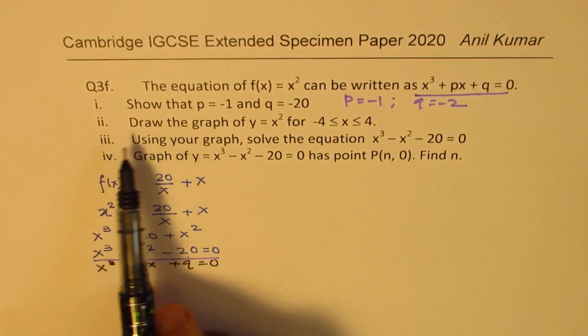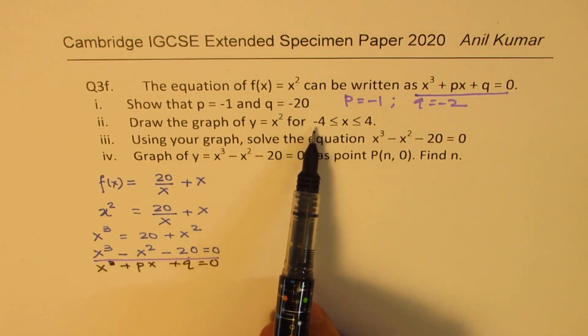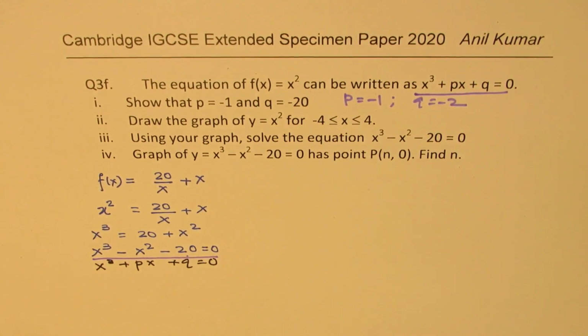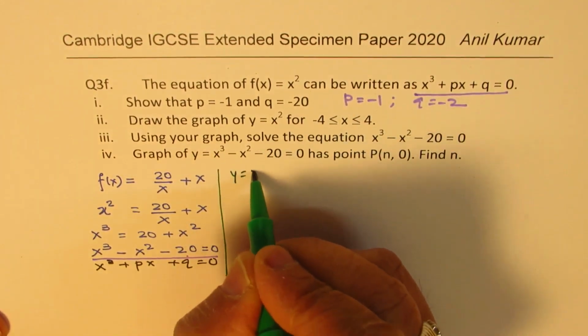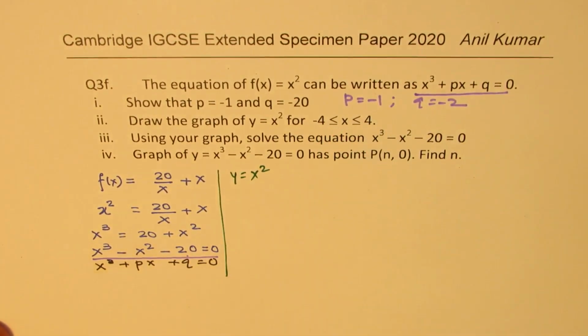Perfect. Part 2 is to draw the graph of y equals x squared for x between minus 4 and plus 4. So that is a parabola, right? We'll get back to our graph which we just sketched, and then on the same graph we can draw the parabola. So let's write down the values. Now we'll draw y equals x squared, taking values from minus 4 to plus 4. That means 16 at plus and minus 4.